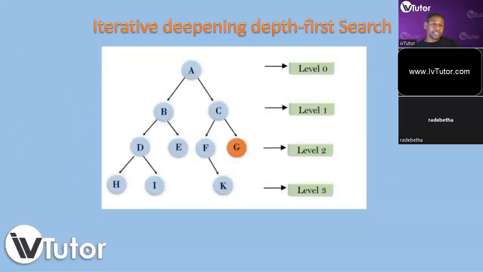So iterative deepening, it's going to say level equals 1, search, right? Then no solution. Level equals 2, search, and then go. Then it will stop. That's iterative deepening.